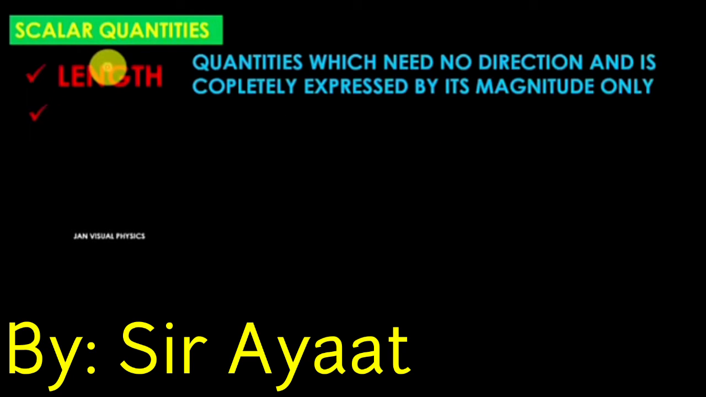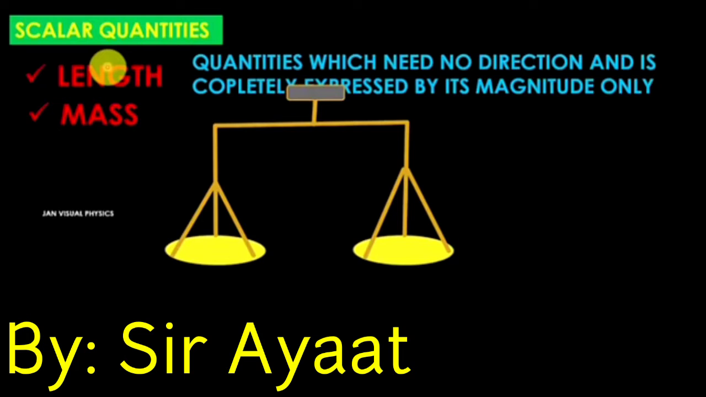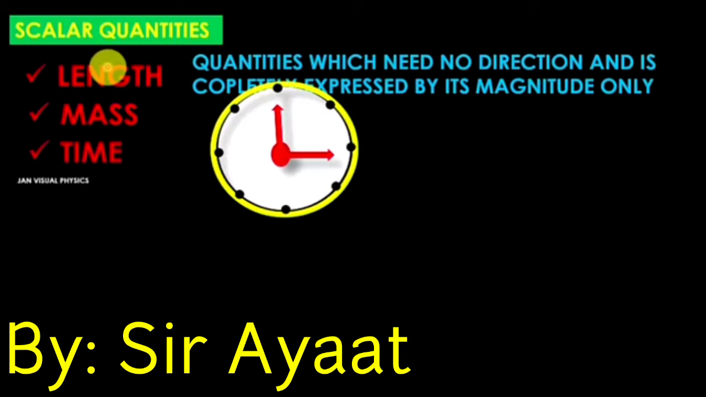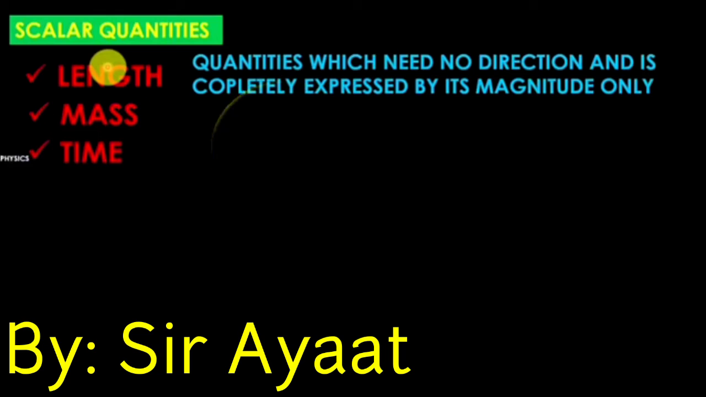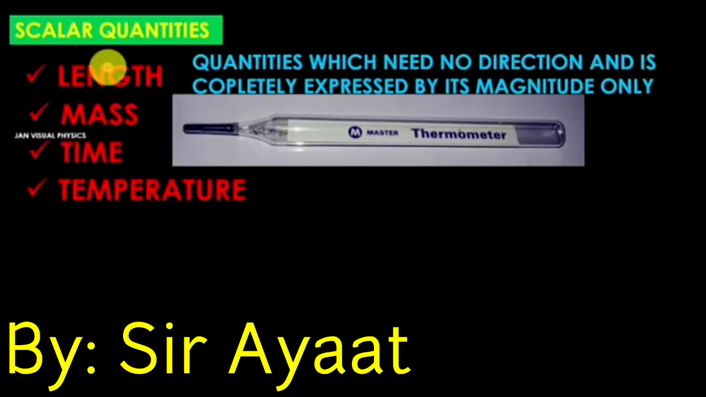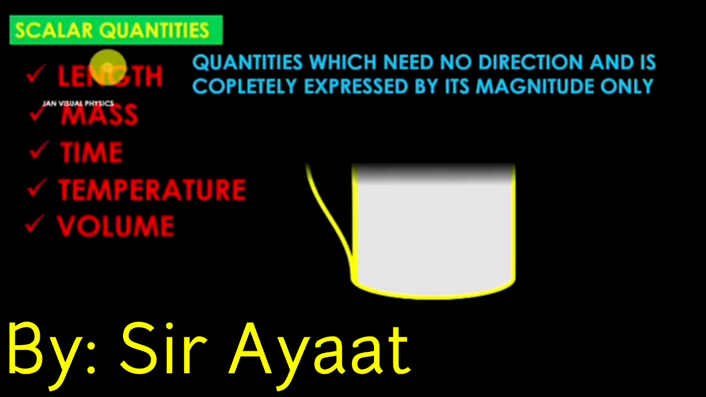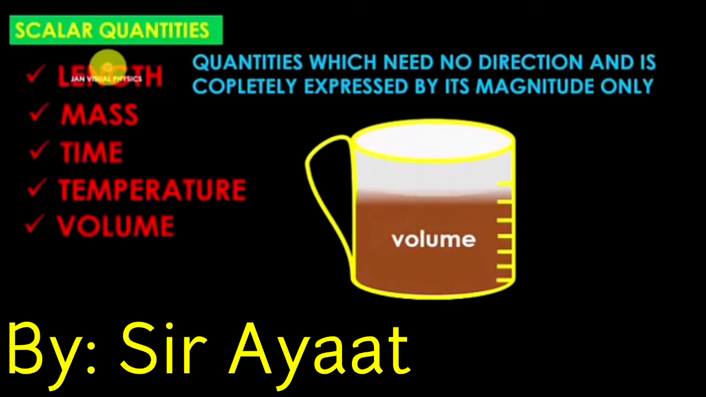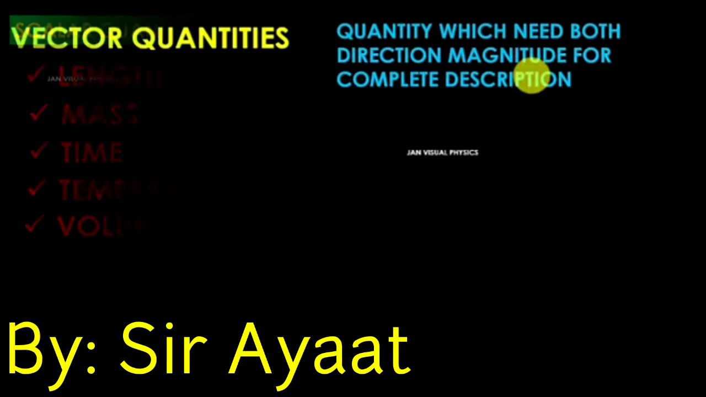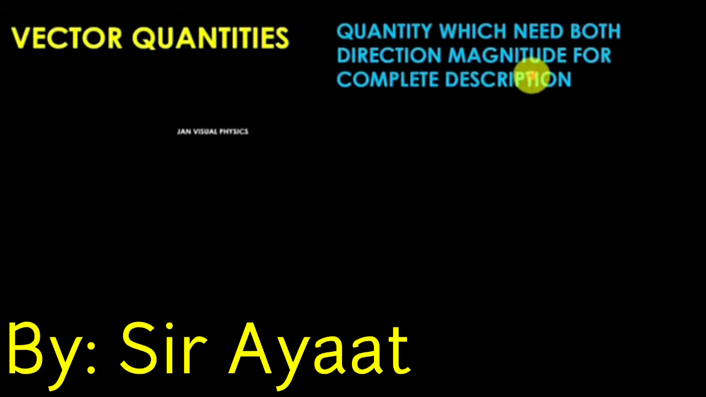Besides that, like 10 kg, a mass, here 10 is number and kg is unit. Time, for example 7 o'clock, or length, temperature, volume, all these quantities are scalar quantities. Why? Because we do not need any direction for their specification. If we are going to explain to someone, the person can understand by magnitude only. Now, what are vector quantities?